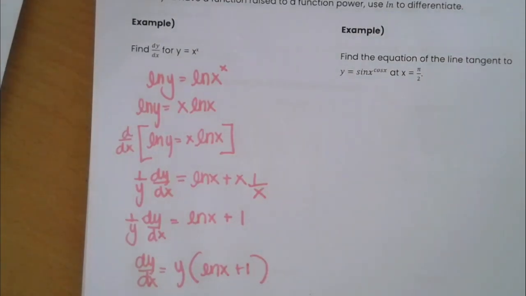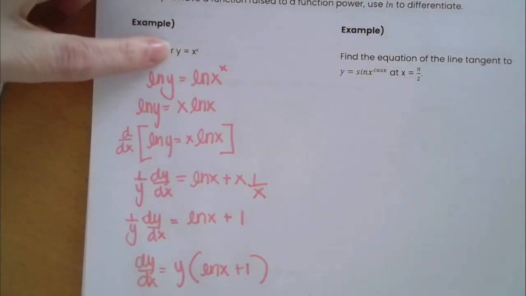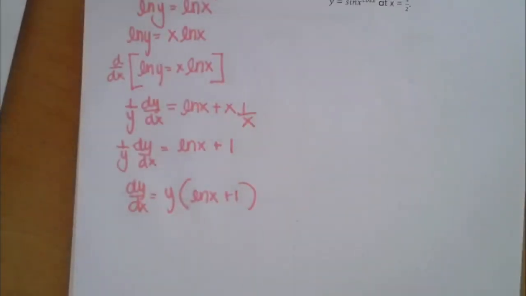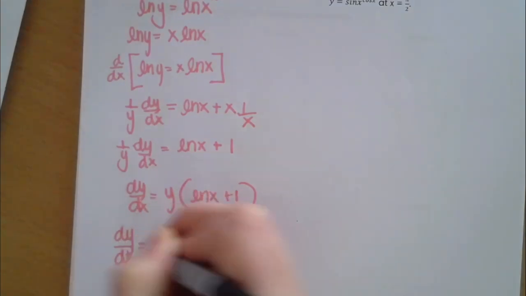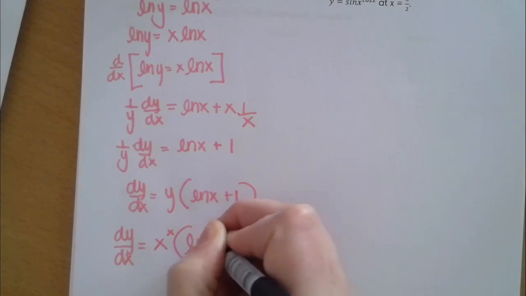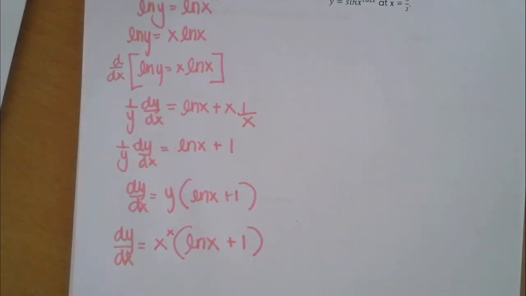Because I know what y is equal to, and I want to have this derivative in terms of x, I'm just going to substitute what y is equal to, and that's x to the power of x. So one more step, we can say that dy dx is equal to x to the power of x times the natural log of x plus 1. So that's using your natural log to help you differentiate.